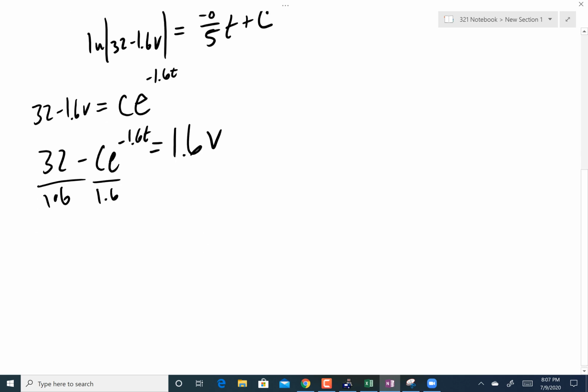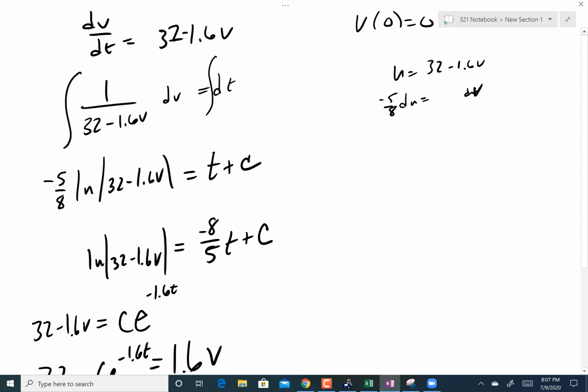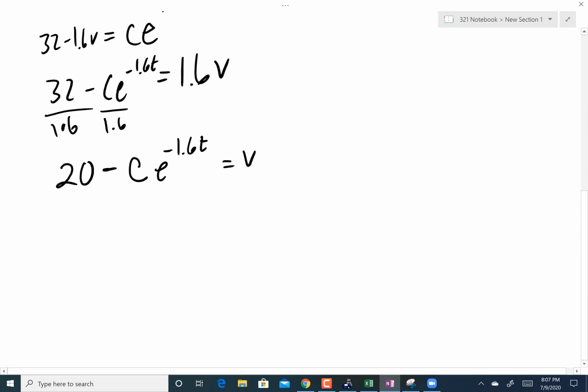Okay, now, so 32 divided by 1.6 should be 20. No, I know what it is. It's 20. Minus, and then of course this is just a constant, so it's a different constant, but a constant nonetheless, is equal to V. Now, we said at 0 it was 0, so for that to be true, C would have to be 20.